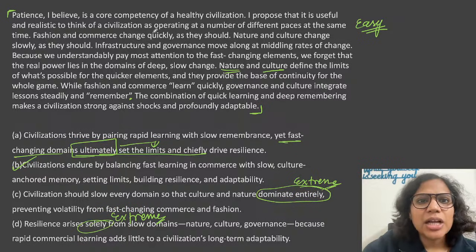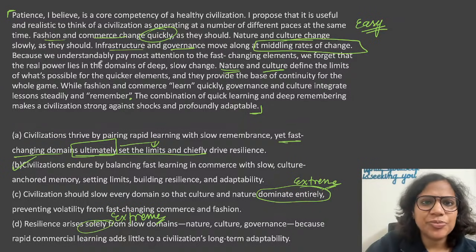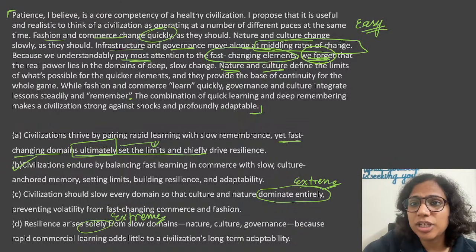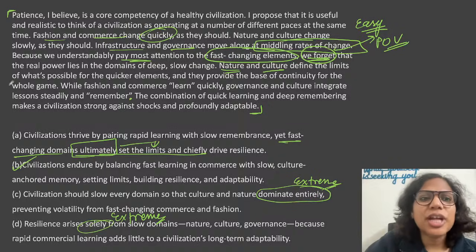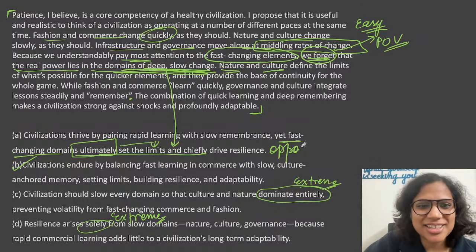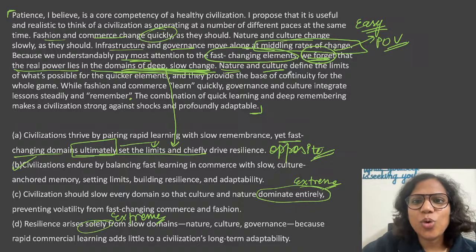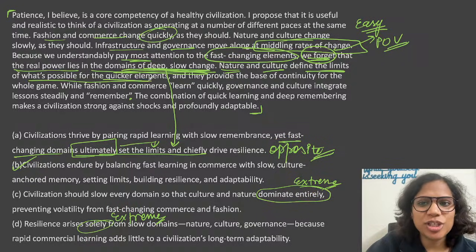Acha, A, okay. So tell me, see, it says that they change quickly, fashion and commerce, right? Infrastructure and governance, middling rates, in the middle. Now, what does our attention go to? Fast changing elements. So what do we forget? Look here, author's POV. We forget that the real power lies in the domains of deep, slow change. So isn't it kind of saying the opposite? What defines limits of what's possible for the quicker elements? Who is setting these limits? The slow elements, not the fast changing domains. Right? So not A.